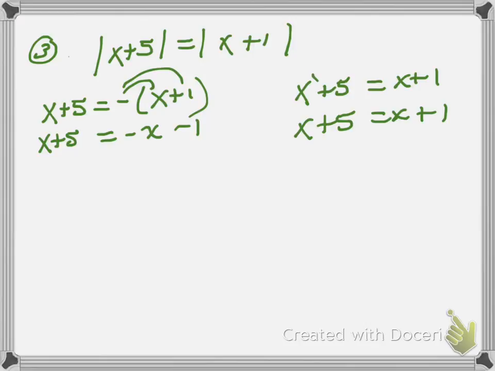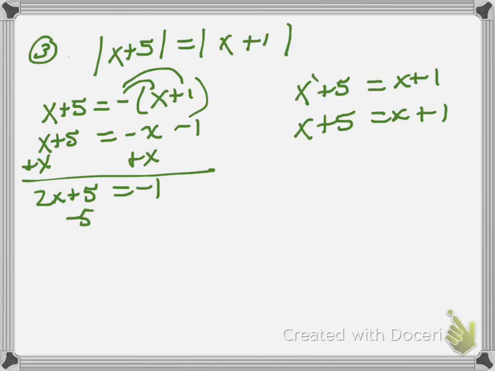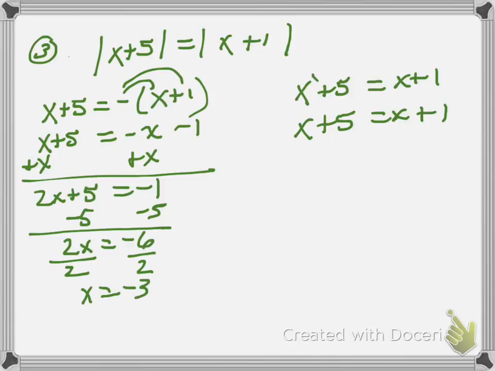I like to have positive x's. So over here I'm going to add x to both sides. And so I get 2x plus 5 is equal to negative 1. I'm going to solve one side by itself. Subtract 5 from both sides. So I get 2x is equal to negative 6. Divide both sides by 2, and I get x is equal to negative 3.